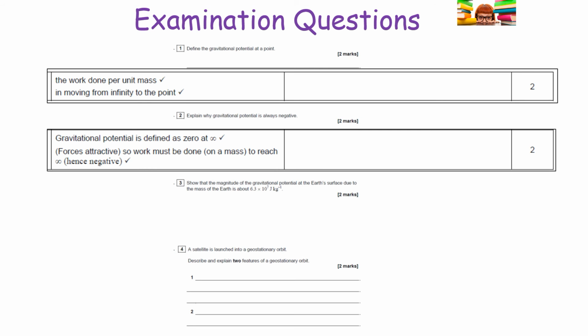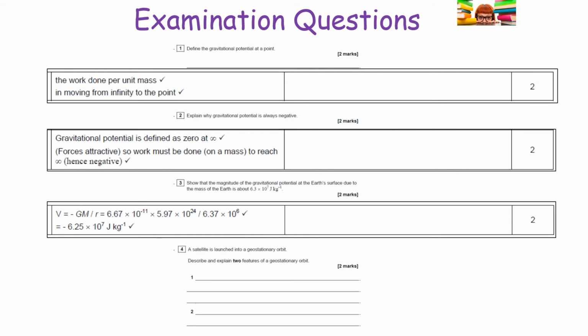Next one is then use your equation to work out the value of the gravitational potential. Now notice it says the magnitude of gravitational potential. So whilst the equation is V is equal to minus GM over r, you can ignore the minus because it's asking for the magnitude. So you would pop in the value of the universal gravitational constant.